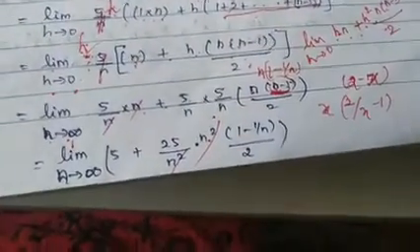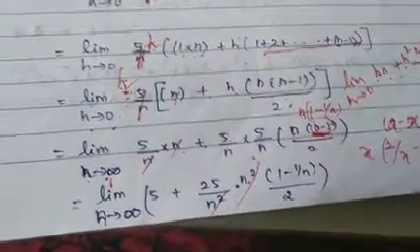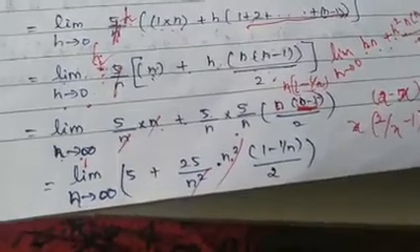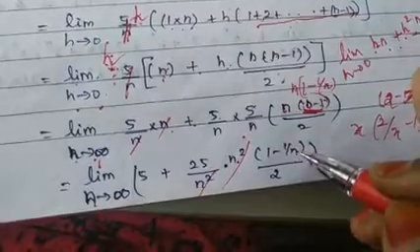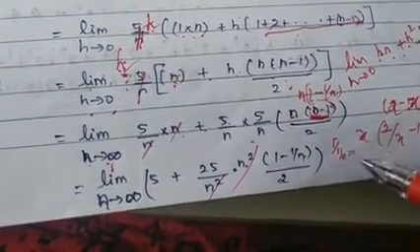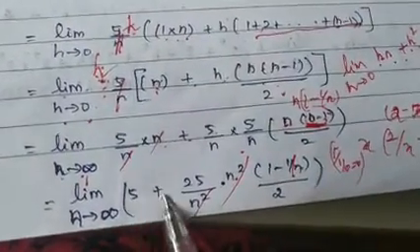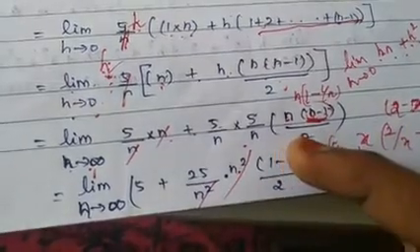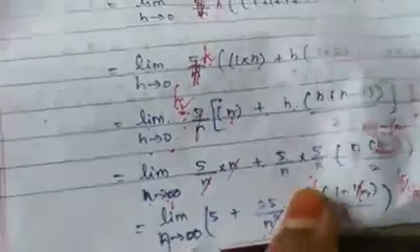Before writing the final result, when you check everything, n will be only in the denominator and you won't have any other n terms. Now, when you substitute n tends to infinity here, 1 by infinity is nothing but 0. Therefore this term will become 0. So you will get 5 plus this term which becomes 0. So remaining is 25 by 2. Therefore 5 plus 25 by 2. After that, take LCM and write the value of the integral.